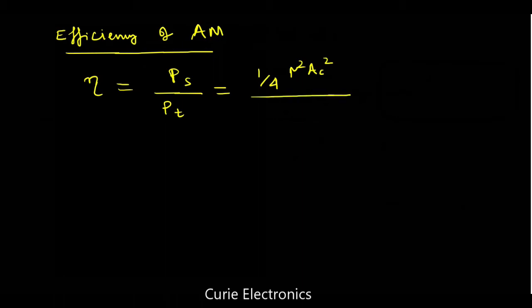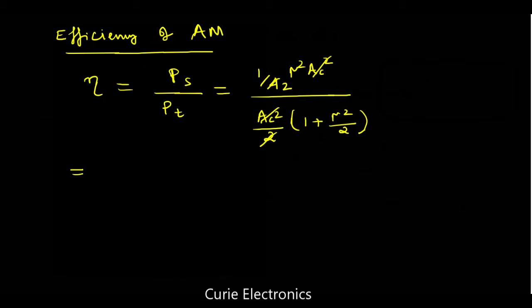What was the total power? It was AC square upon 2 times 1 plus mu square by 2. Right? This is the total power. Now AC square we can cancel out. And the numerator and denominator, if you multiply by 2, what happens? These two goes here, this 2 goes, and it will be left with 1 by 2.